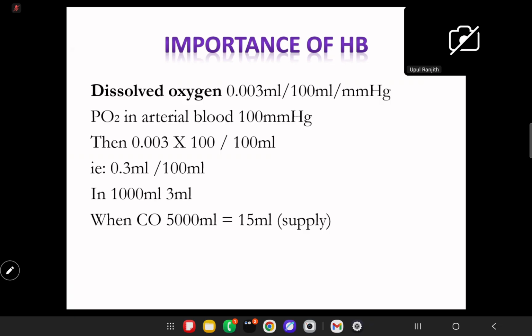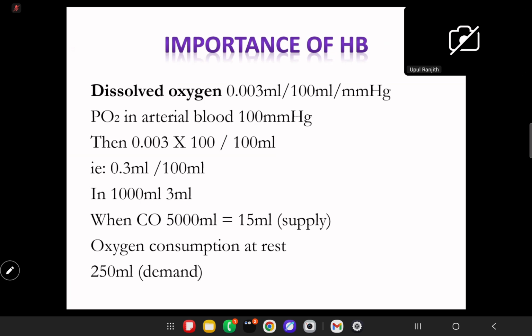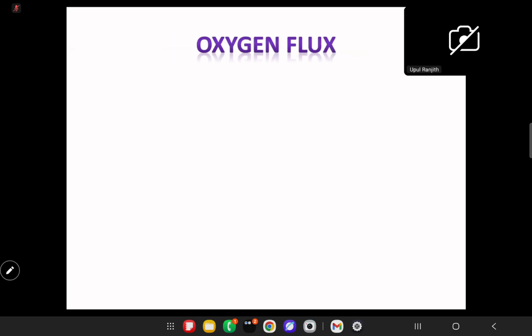But you need 250 ml for 1 minute. So this is what I said: 250 ml is the demand, and the supply is 15 ml from dissolved oxygen. So that is grossly inadequate.